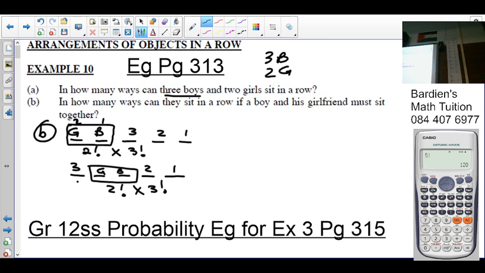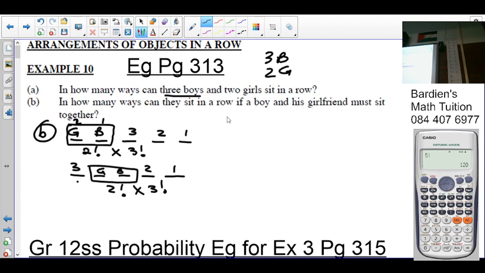Now, if the girlfriend and the boyfriend sit in those 2 seats, then my calculation for that is going to be 2 factorial, because the girl can sit first or the boy can sit first. That's why I got 2 factorial. So how many options do I have for this bit? 3. Then 2. Then 1, which is 3 factorial times 2 factorial.